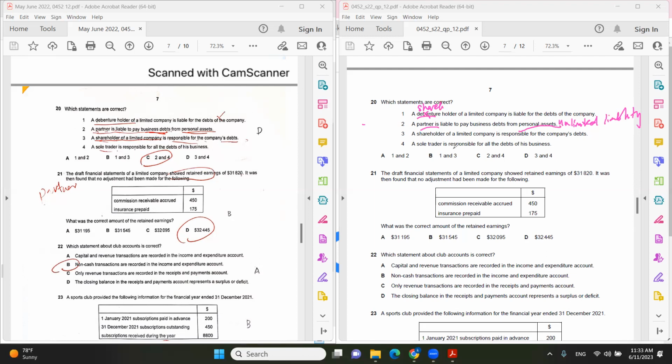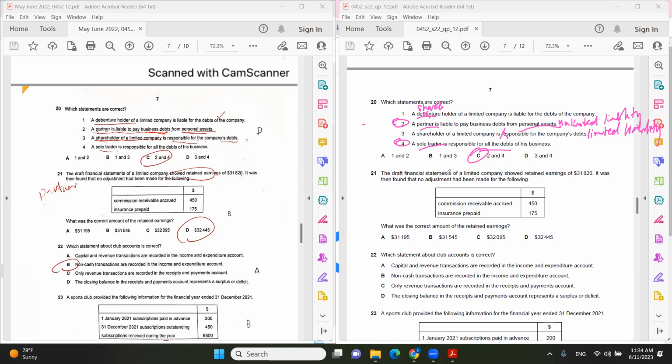A shareholder of a limited company is responsible for the company debt. This is not responsible because we have limited liability for the company. A sole trader is responsible for all the debt. Yes, because he's the only person, so everything he has to bear. So the answer should be 2 and 4. This should be C.